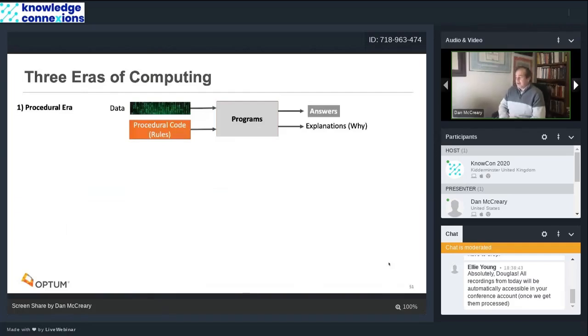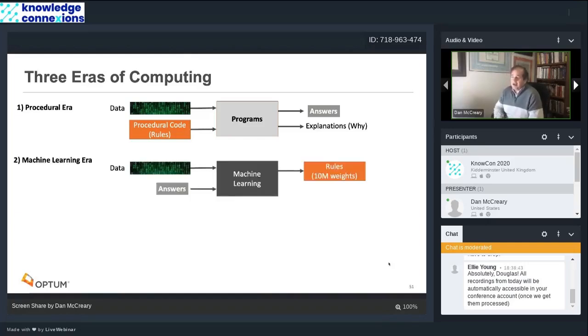So to summarize here, we're really going through this era of computing where we started out with procedural rules, where we wrote if-then-else statements as rules, and we wrote those in programs that access the data, and we came up with answers and explanations.